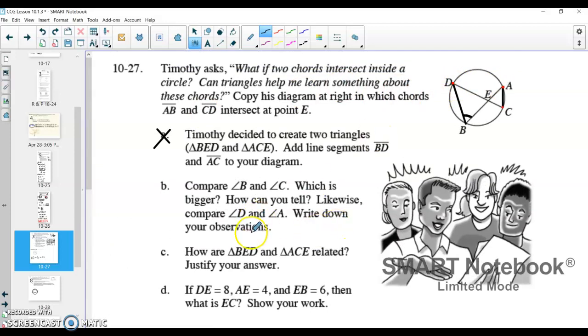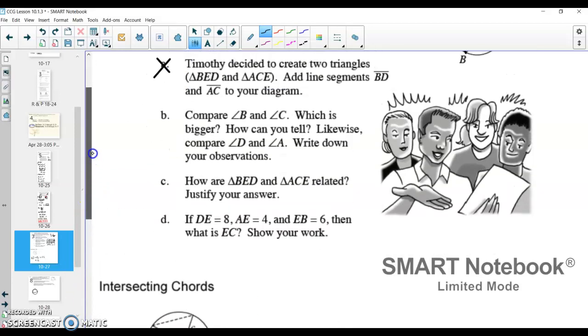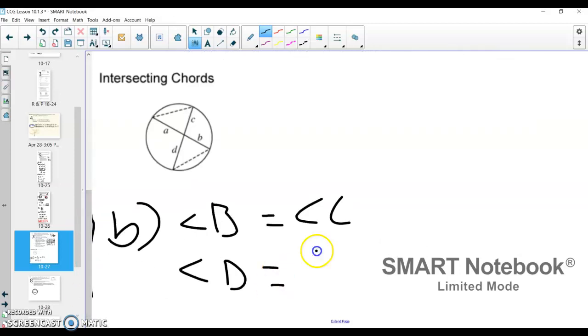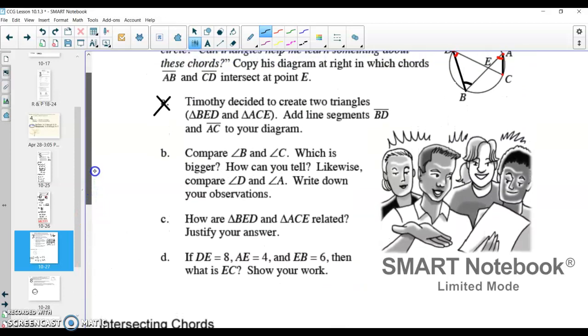Likewise, compare D and A. Well, D is an inscribed angle with B and C being its vertices, and A is an inscribed angle with B and C being its vertices. And so we also get to say that angle D and angle A are also equal, which is really big for us as we keep moving through this problem.